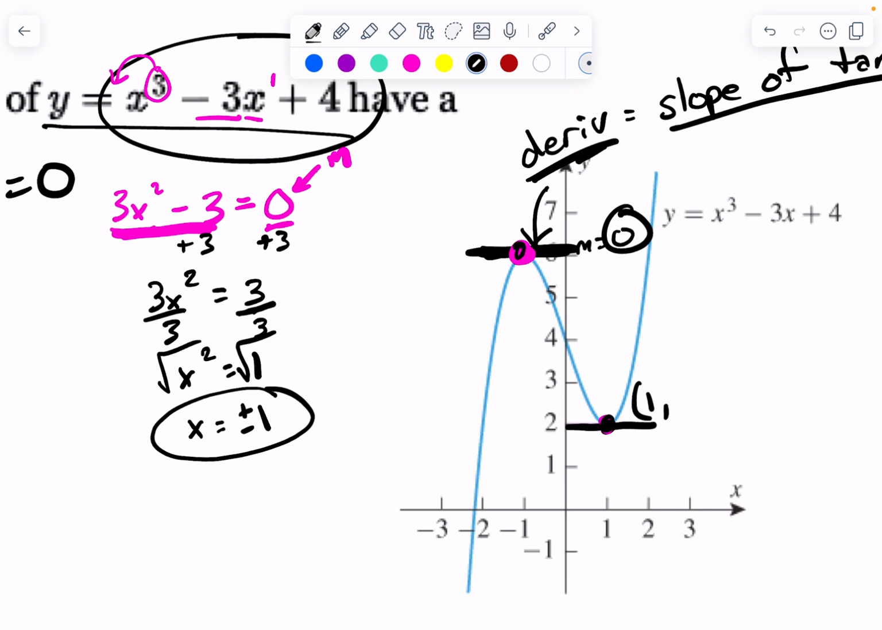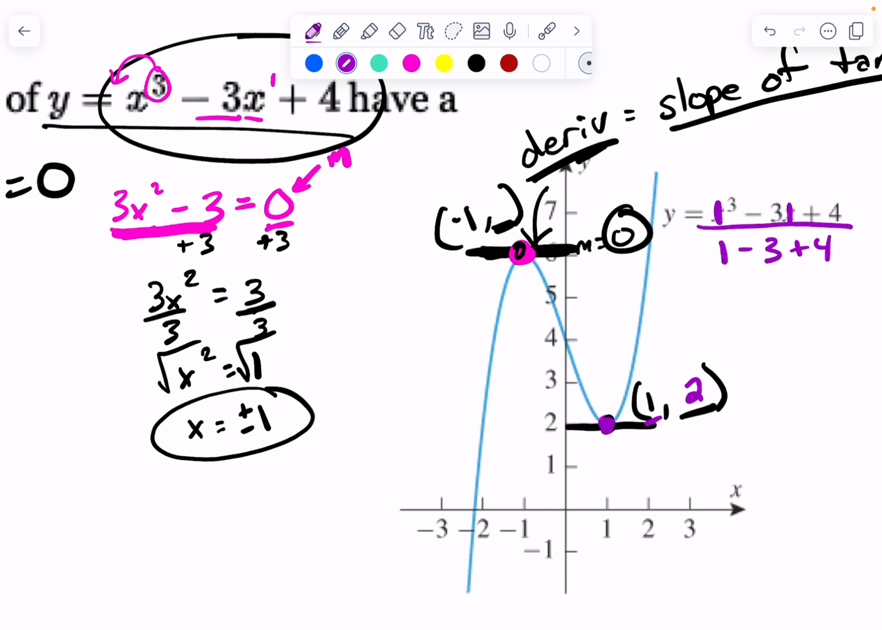1 is here and negative 1 is over here, but I don't have the y coordinate for those. How do I find the y coordinate if I have the x coordinate right here? I know the x's are negative 1 and positive 1, but how do I find the y coordinate? Plug them into the original function. That'll give you y. So if I plug 1 in here, 1 cubed is 1, minus 3 times 1 is negative 3, plus 4. 1 minus 3 plus 4 is 2. So (1, 2) is where I have a horizontal tangent line.